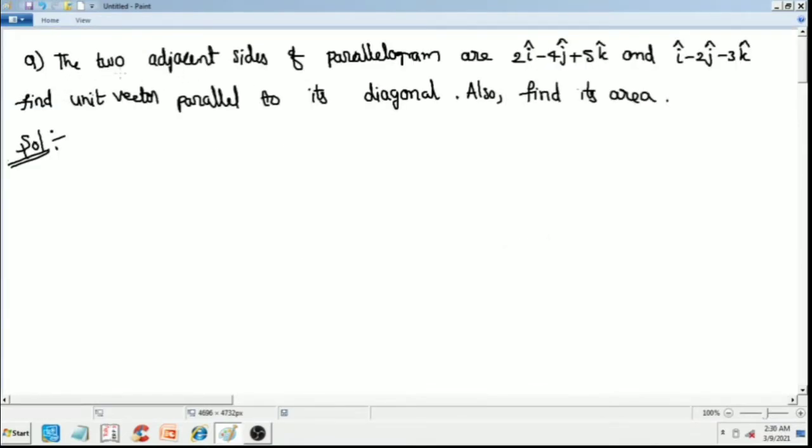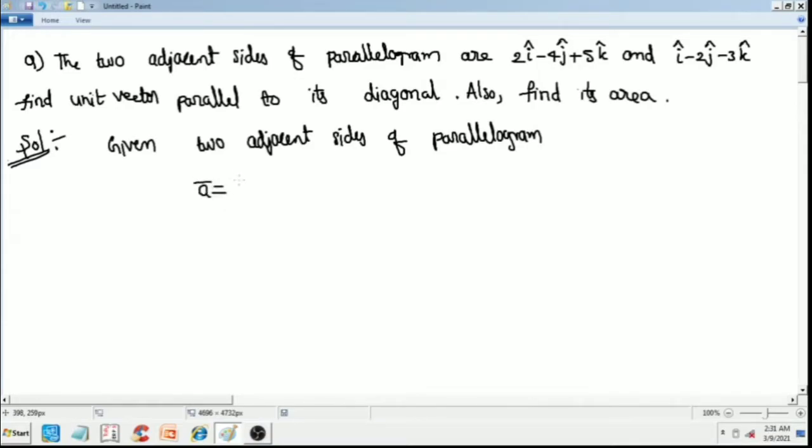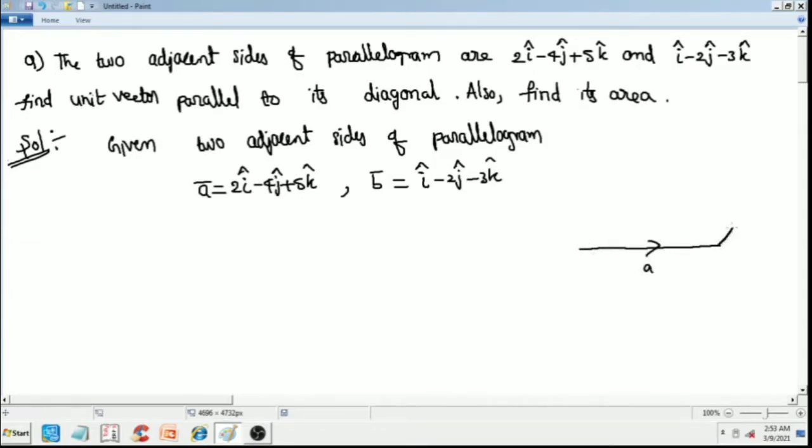Next, the given question: two adjacent sides of a parallelogram are the vectors. Find the unit vector parallel to its diagonal. Also find its area. Now, given two adjacent sides of a parallelogram, let us say A bar is equal to 2i minus 4j plus 5k, B bar is equal to i bar minus 2j bar minus 3k bar. So this is the A vector and this is the adjacent side of the parallelogram, the B vector.